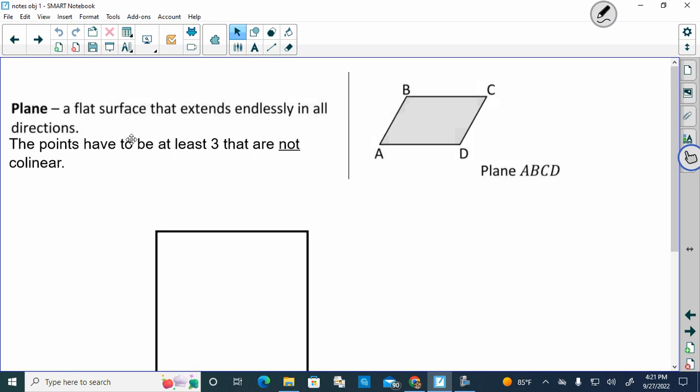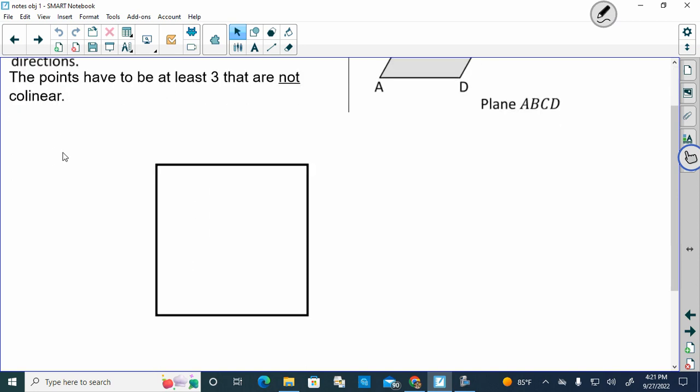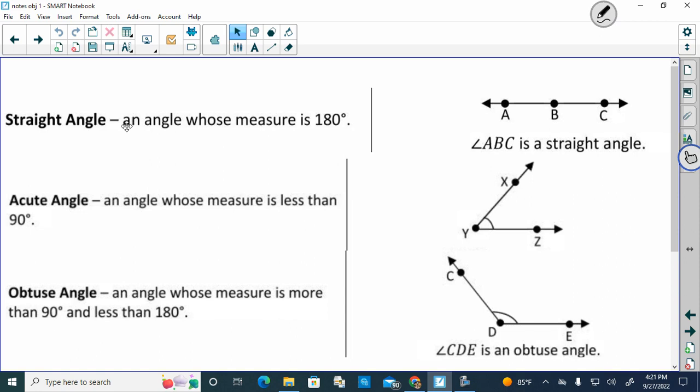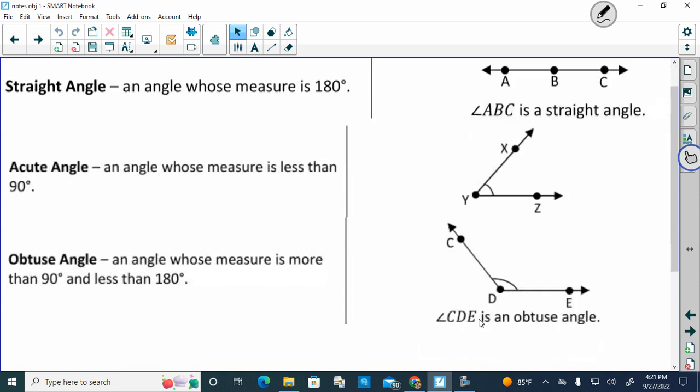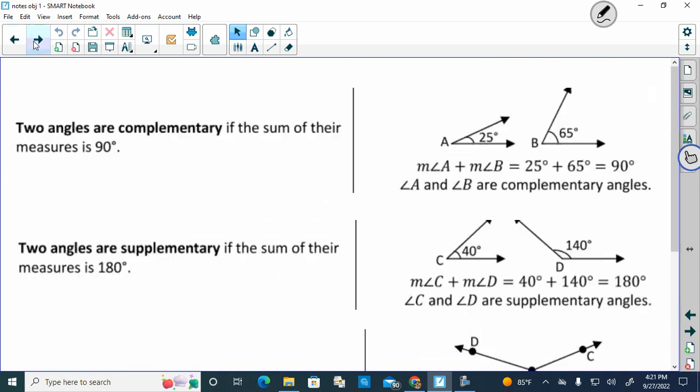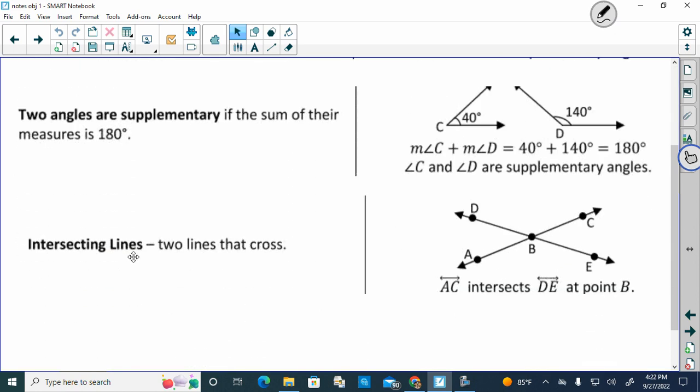Okay, for a plane, definition, write this example off to the side. Okay, I'll come back and talk about this at the end of the video. Okay, straight angle, example here, and then acute angle, example here, obtuse, example here. Okay, two angles are complementary, so what complementary looks like, and then definition and drawing over to the side, and then supplementary is over here, and then intersecting lines, example is right here.